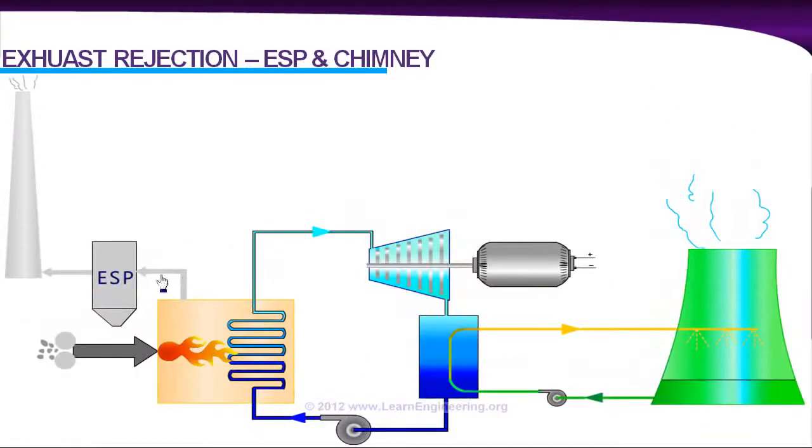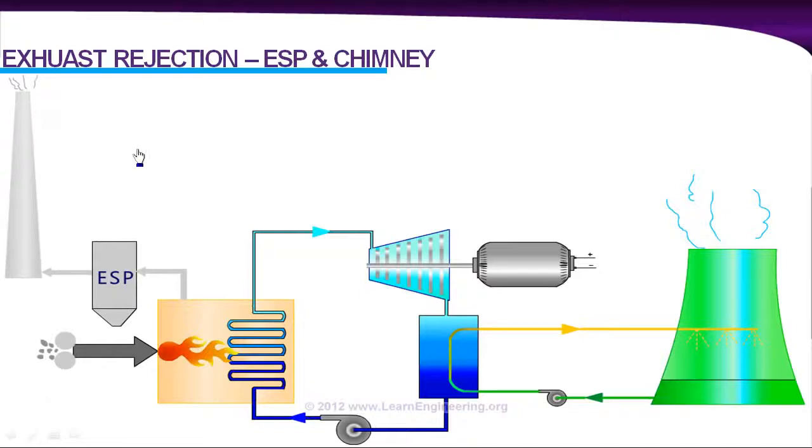First you will take the exhaust out, and it will pass through an equipment called electrostatic precipitator. Here most of the suspended particles are removed. Now the exhaust gas is much cleaner. That can be jetted to the atmosphere with the help of stack.